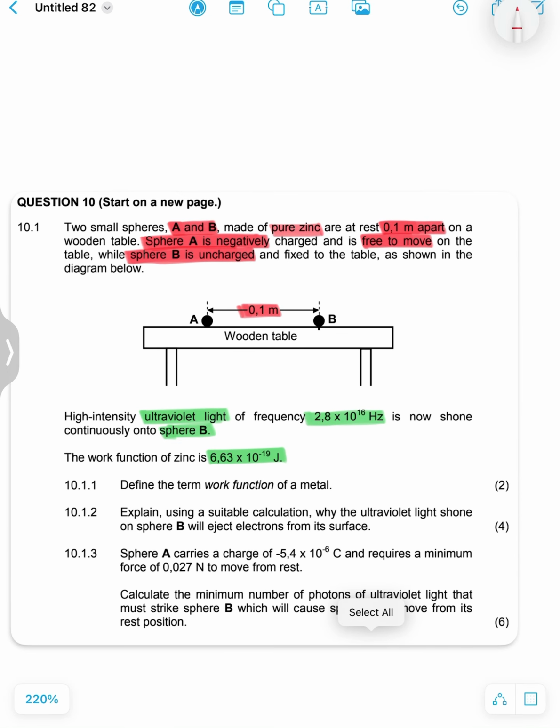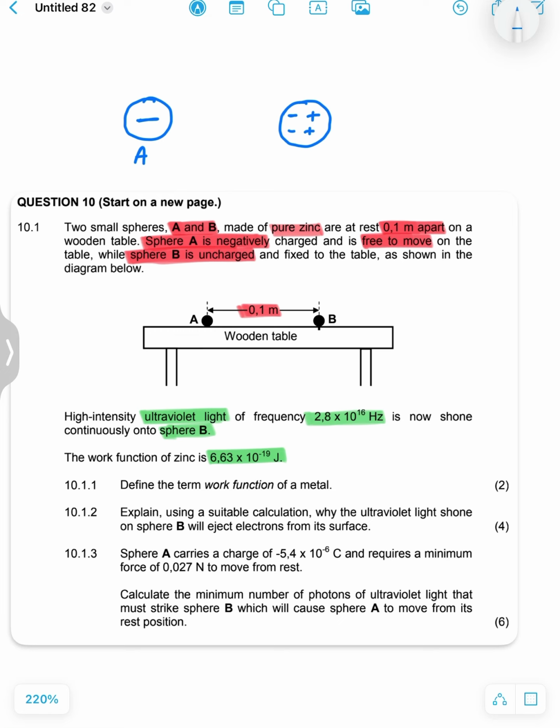So let's look at first what we have here. We have two spheres, A and B. This is sphere A here, and B. A is negatively charged, whereas B is not positively charged, but neutral. Neutral simply means that the number of electrons is equal to the number of protons.